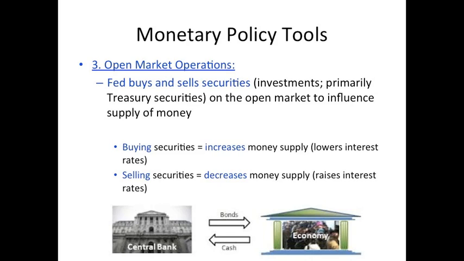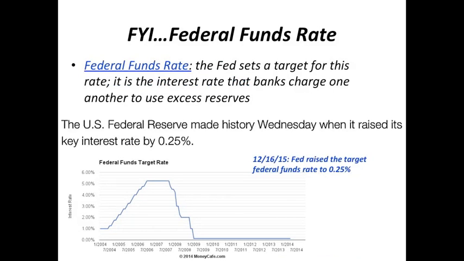Now, if the Fed is holding on to government bonds or government securities, it can entice the banks to want to buy them, which means the Fed would sell them to the bank. The bank would then hand over some of its cash or reserves to the Federal Reserve in exchange for holding on to the bonds. What the Fed has done is taken money out of the system, which means less money for the banks to lend, which would slow down economic activity. Okay, so buying securities increases the money supply, selling securities decreases the money supply, which again would encourage or discourage economic activity.